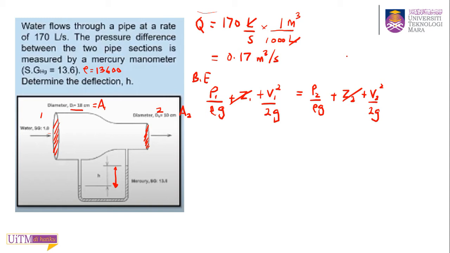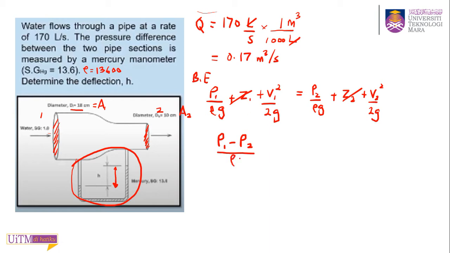So you can rearrange your equation in terms of P1 minus P2. Why? Because you have this manometer. This manometer usually will tell you the pressure difference, P1 minus P2 or P2 minus P1. So that's why always write your Bernoulli equation in terms of P1 minus P2 if you have a manometer in the question. Okay, this is the manometer. They give you the mercury manometer. So you need to arrange this in terms of P1 minus P2.